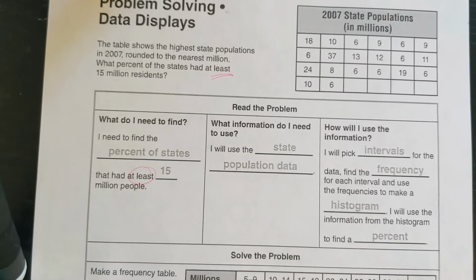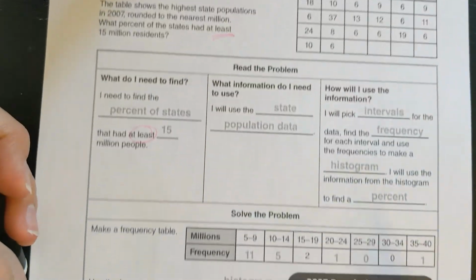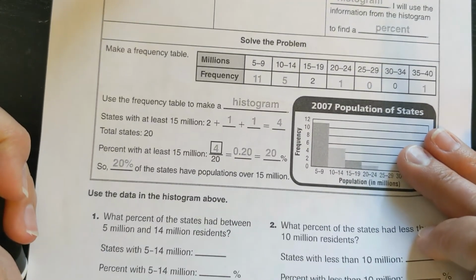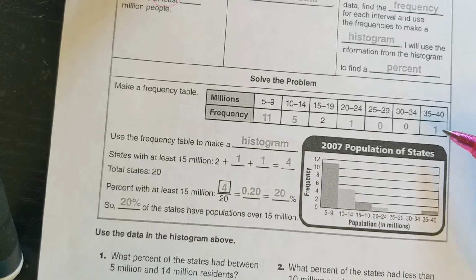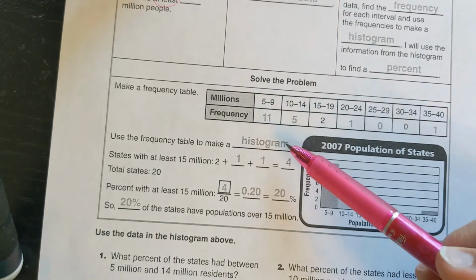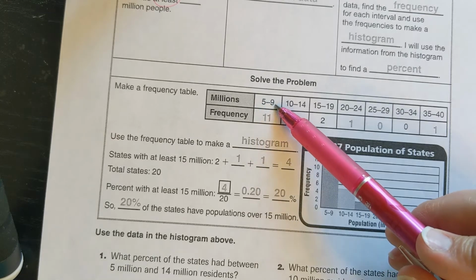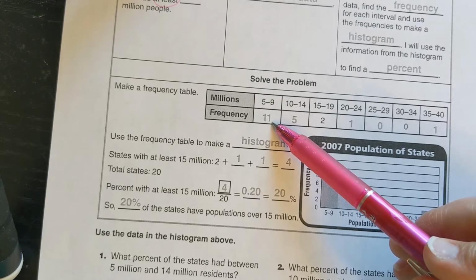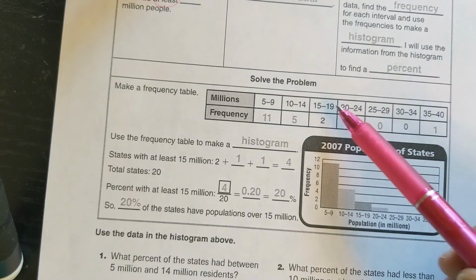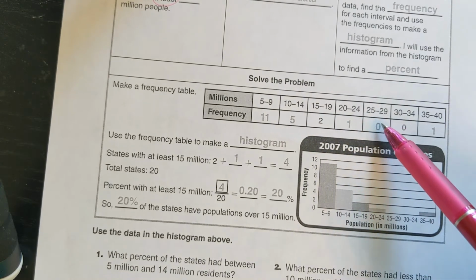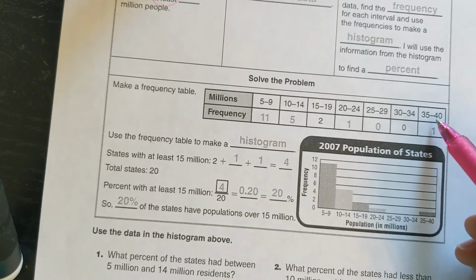Okay, so based on the data in this table, they already made this for us. I'm only going to show you part of it. They made the frequency table by making groups. So 5 million to 9 million, there are 11 states that fall into that category, 10 to 14. Remember how we made intervals? We find sections of it when there's so much information. 15 to 19, 20 to 24, 25 to 29, 30 to 34, and 35 to 40. So basically what they did is they looked at what their highest and their lowest was and figured out how to make a bunch of groups, right? A bunch of intervals. We did this the other day.